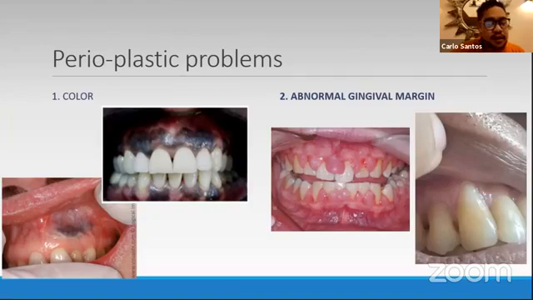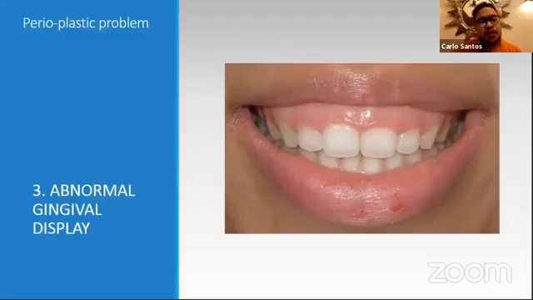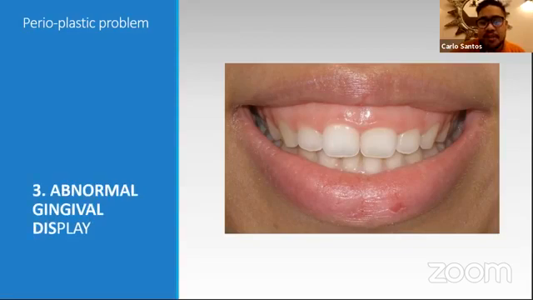You can see the gum recession. Okay, so CT grafting. Another perioplastic problem is abnormal gingival display. As you can see, this certain patient has a gummy smile.